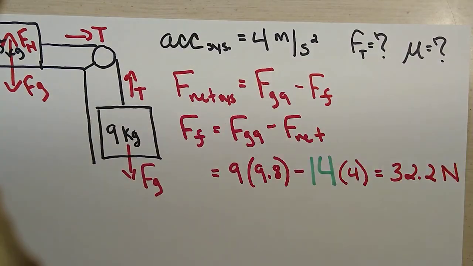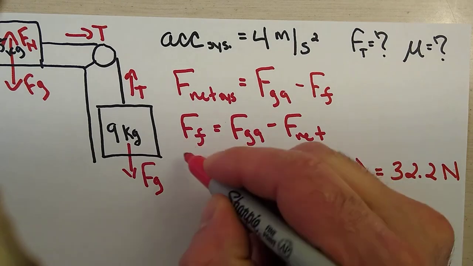All right, so rearranging for the frictional force, we're going to have the gravitational force of the 9 kilogram, 9 times 9.8, minus the net force of the system. Remember, we're working with the system here, both masses. And so that's why I have 14 in a bigger number, so that you know I wanted you to pay attention to that. That was not one or the other mass, that is the mass of the system. And of course, we were given 4 as the acceleration of the system. And so the frictional force is 32.2.